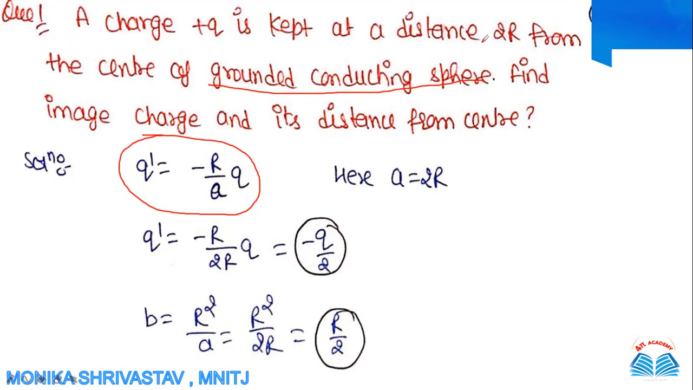We have been given the distance 2r, so a is 2r. So q dash will be, putting in 2r, minus q by 2. We have calculated the charge, and we also want to calculate the distance. The formula for distance is r square by a. A is that distance 2r, so r square by 2r. So the image charge will be at r by 2 distance, and it will have the value minus q by 2. This is only for a grounded conducting sphere.